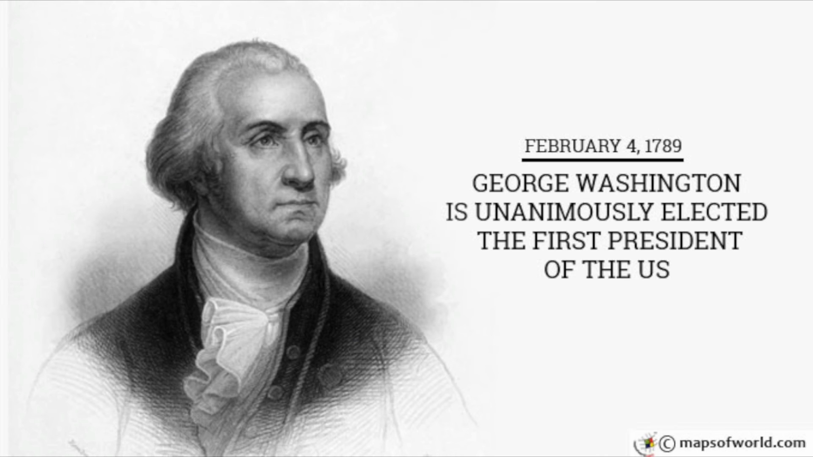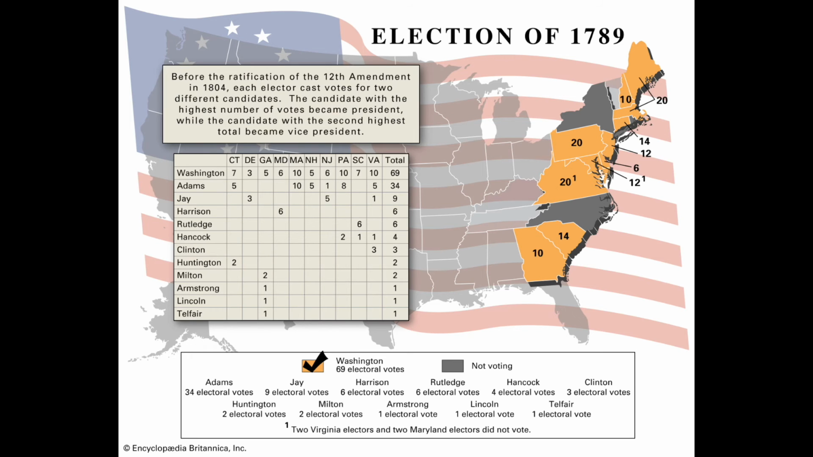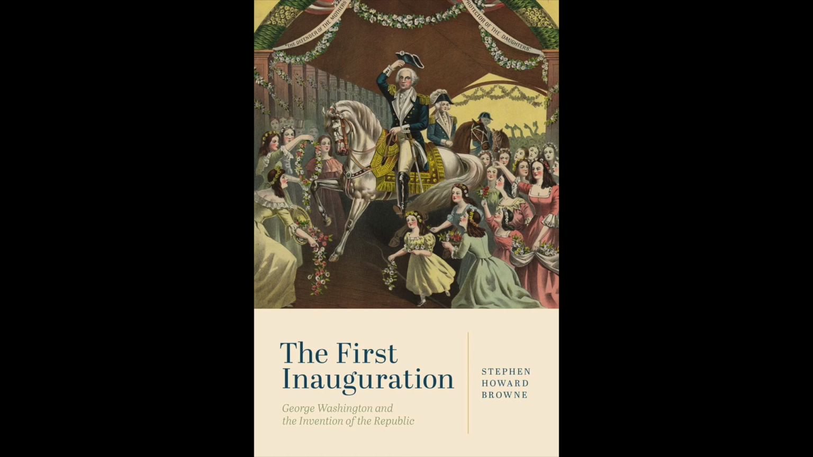sworn into office. Critics of the Electoral College argue that the winner-take-all system makes it possible for a candidate to be elected president even if he gets fewer popular votes than his opponent. This happened in the elections of 1824, 1876, 1888, 2000, and 2016.